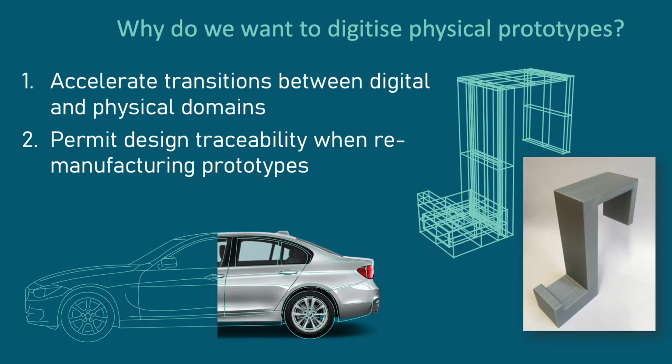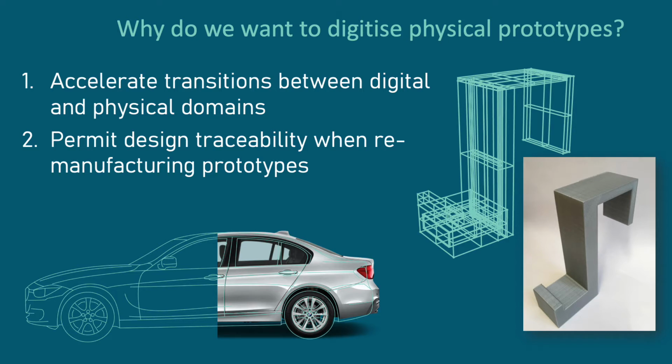The process of generating a 3D representation of a physical prototype is referred to as digitisation, and there are two main reasons that we would want to digitise physical prototypes. First, in product development, designers typically make many design iterations in both physical and digital domains, and they therefore move back and forth from one domain to the other. Creating this digital representation manually can be a lengthy process, and therefore by digitising it automatically, this can greatly expedite transitions between these digital and physical domains.